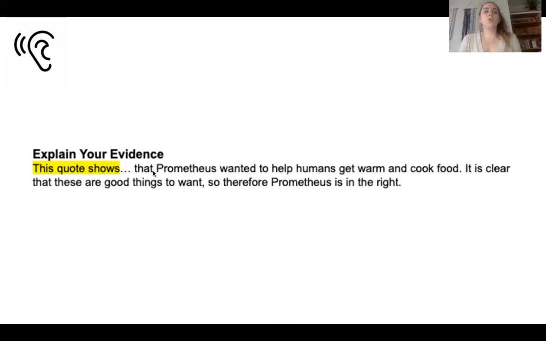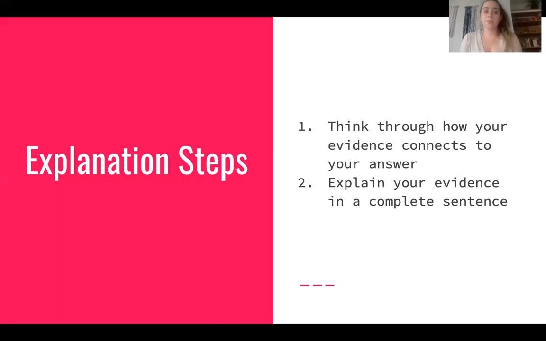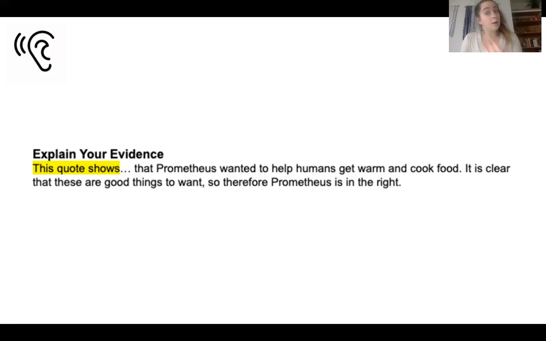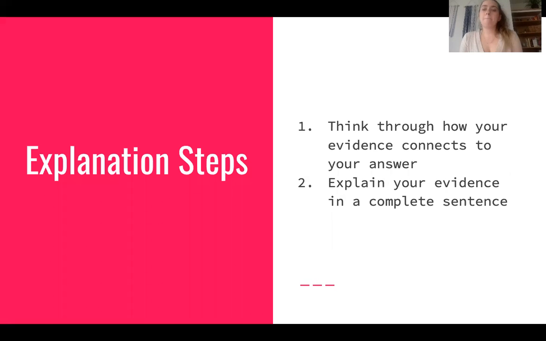So I wrote, "This quote shows that Prometheus wanted to help humans get warm and cook food. It is clear that these are good things to want, so therefore Prometheus is in the right." So I focused on why Prometheus did what he did, because that was the connection between my evidence and my answer. All right, now when I say pause, it's going to be your turn to go back to your digital worksheet, think through why your evidence connects to your answer, and then explain it in a complete sentence. All right, pause, go ahead and do your explanation.